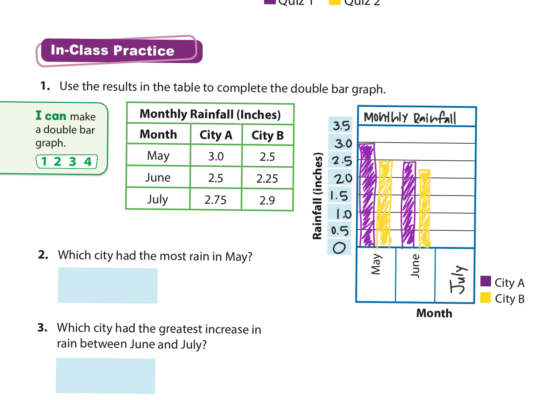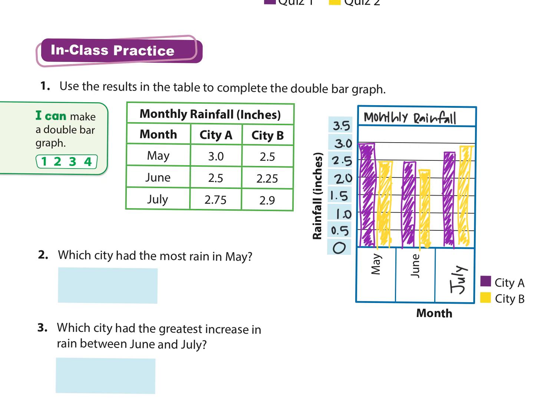Okay, then I have July. For July, I'm going to go up to 2.75. Where does that go? It's not listed. It's above 2.5 and 3. Good. It's right in between 2.5 and 3. And then last but not least, my yellow bar representing city B for the month of July is going to go where? 2.9, which is going to be just underneath 3. Okay.